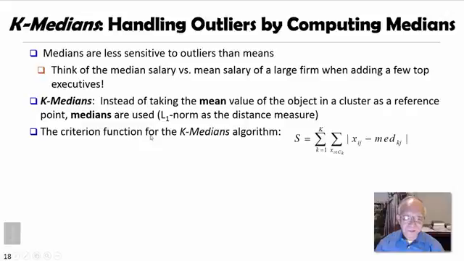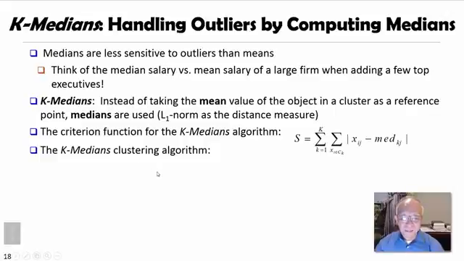The criterion function for the k-median algorithm is written as this. Essentially, the total sum is over k from 1 to the number of clusters K. And for each cluster, for the objects in the cluster, you look at the difference and take the absolute value of their distance to the median.